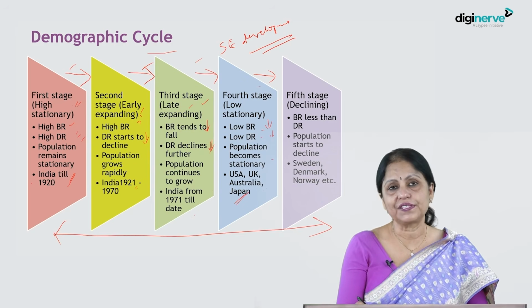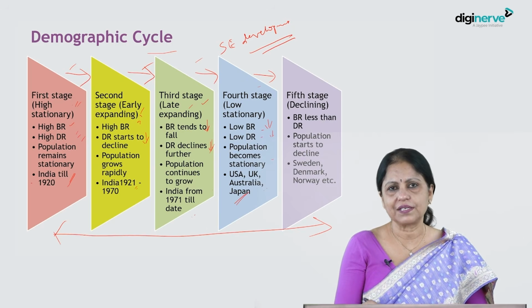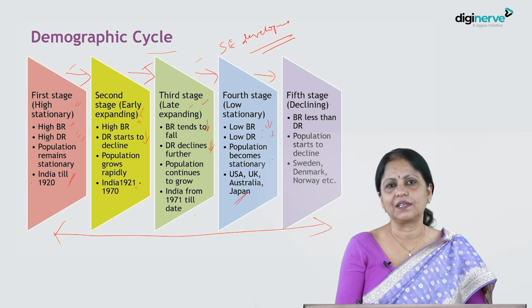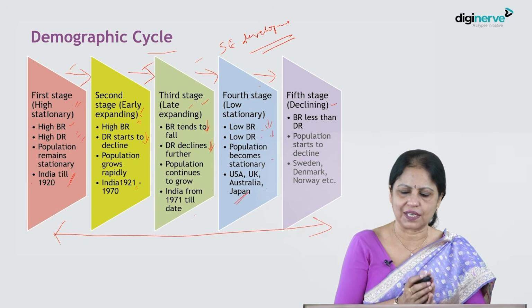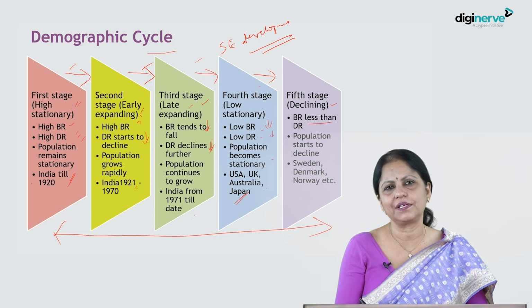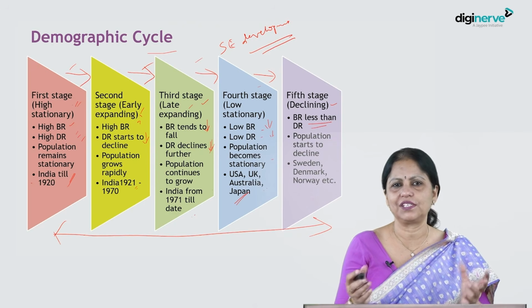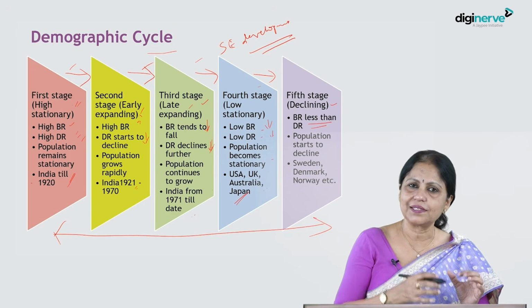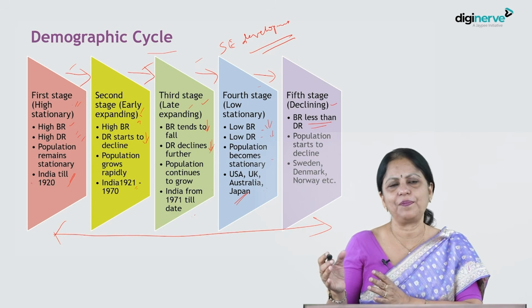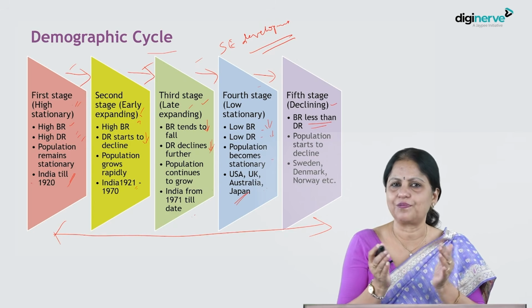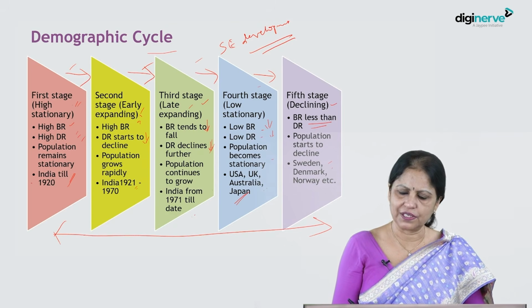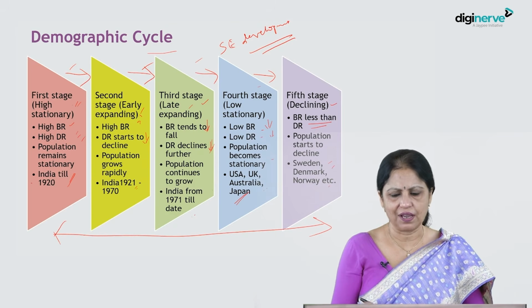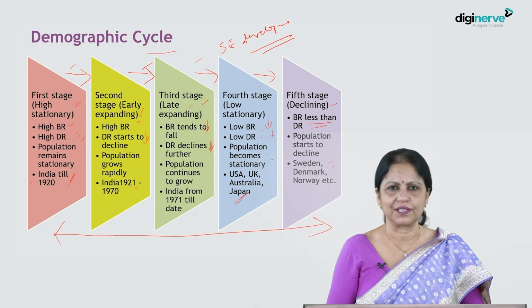Now there is a fifth stage. So some countries enter this stage also, that is declining, when the population starts contracting, reducing in size. Why? Because here birth rate is less than death rate. So addition into the population is less than elimination from the population. So naturally, the size of population decreases. So some Eastern European countries like Sweden, Denmark, Norway, etc. are currently in this fifth or declining stage.